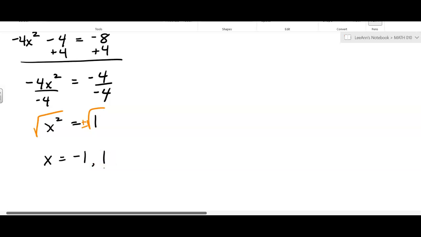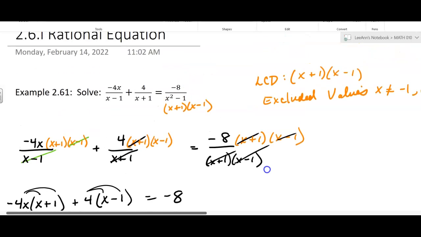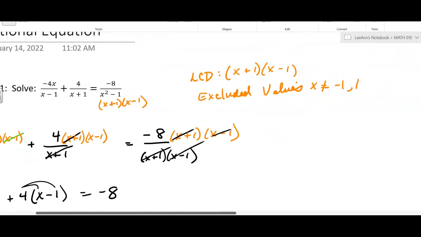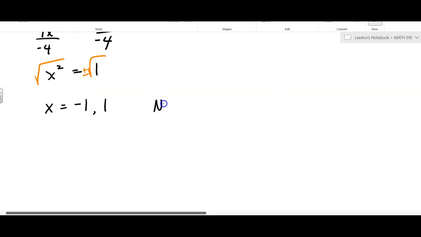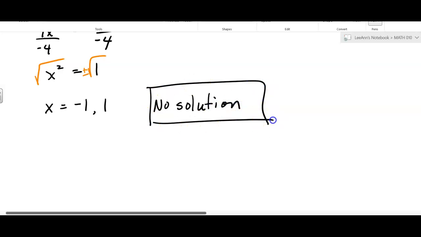But guess what? If you go way back to the beginning, those were our excluded values. We can't have -1 and 1. So I'm going to say there's no solution. We got values, but those are our excluded values that we can't have, both of them. So no solution.